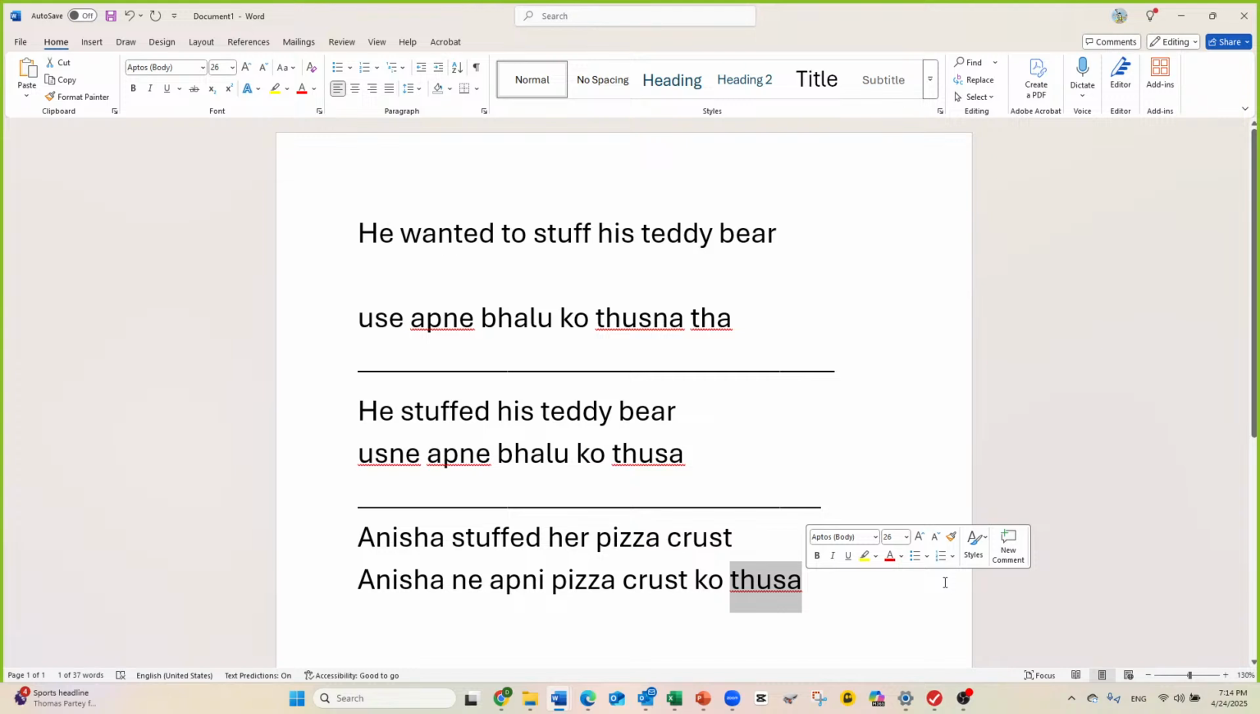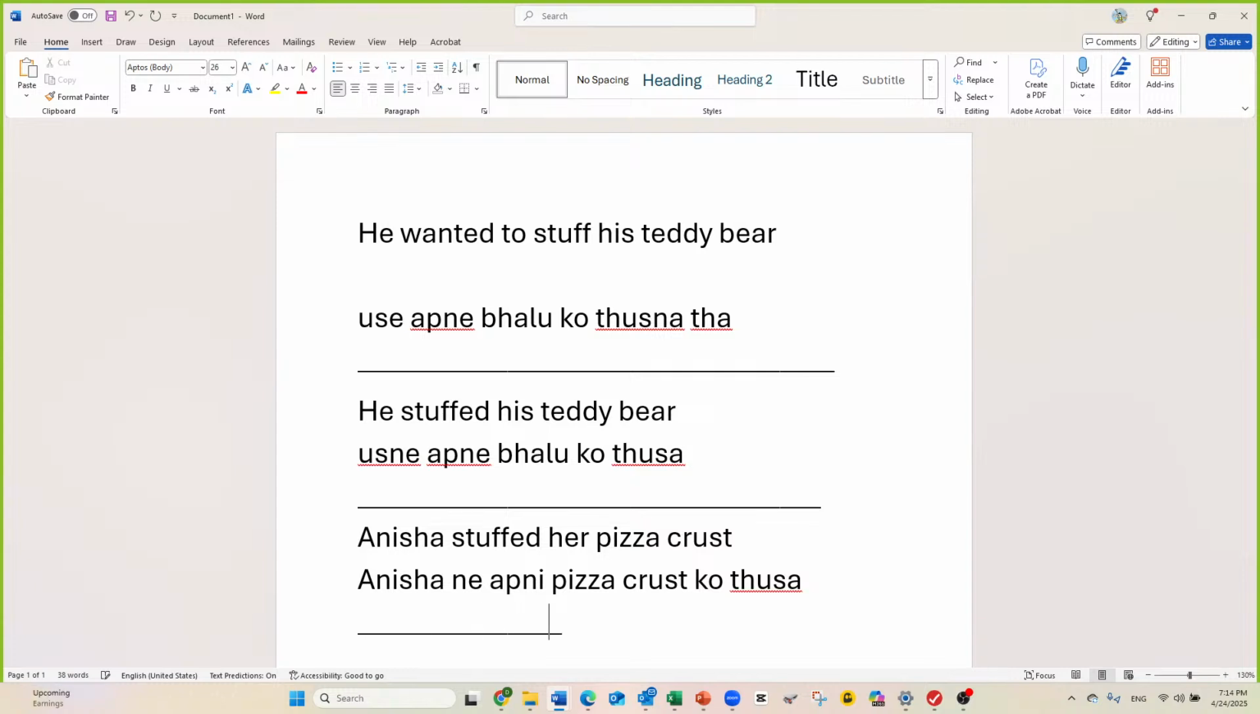Because ko and ne. No, because there is ko. If there was no ko, then we would have said thusi. Now you can say the sentence without ko. You can say Anisha ne apni pizza crust thusi. The ko is optional. If you don't say ko, then you'll say thusi. Understood? Okay, yeah, sure. Let's do another word.